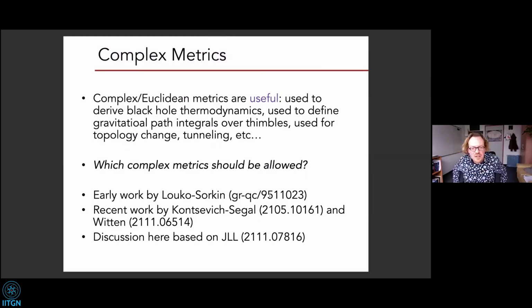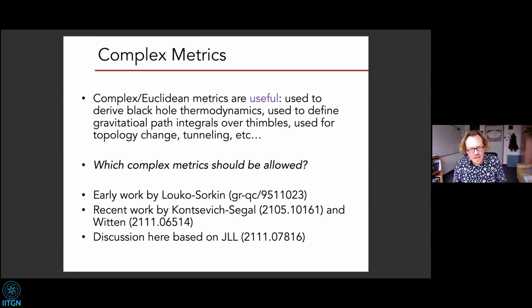Okay, so now let me get to this issue of complex metrics. As we've seen in the path integral, you need to sum over complex metrics, and moreover, even the saddle points themselves ended up being complex. So the question is really, in general, which complex metrics should be allowed? Should one allow anything or not? Should there be a restriction?